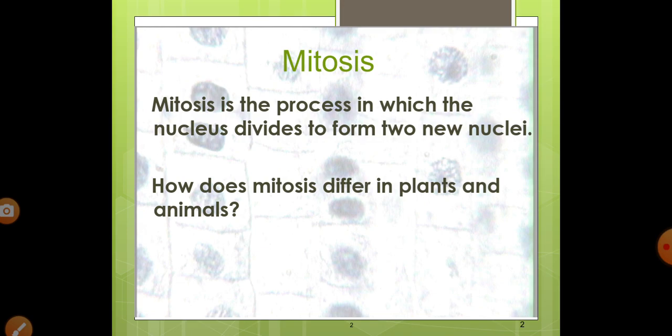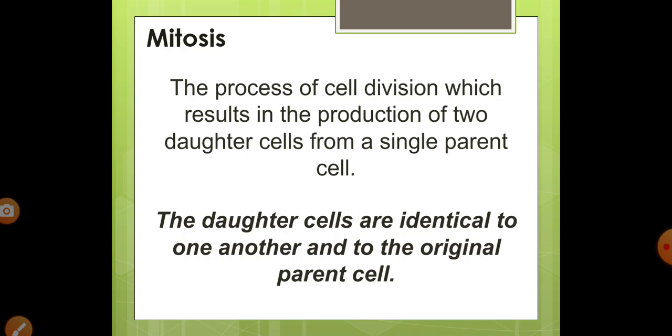Mitosis is the process in which the nucleus divides to form two nuclei. Development of an organism occurs by mitosis. Every organism starts its life from a single cell, that is the zygote. Repeated mitosis in the zygote leads to the formation of the whole body. It is the process of cell division which results in the production of two daughter cells from a single parent cell. The daughter cells are identical to one another and to the original parent cell.